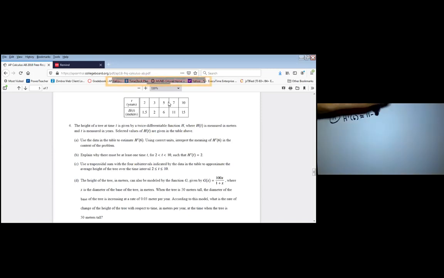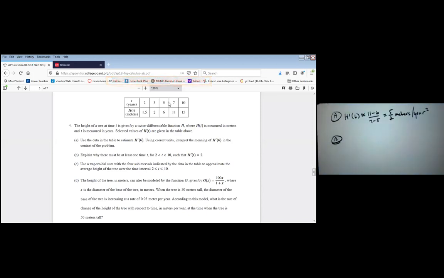Does it make sense to say 11 minus 6 over 7 minus 5? So that would be 5 over 2. And then what do we got there? Meters per year squared. Does that make sense? Yep. Okay.